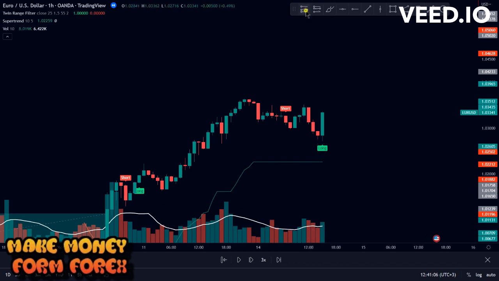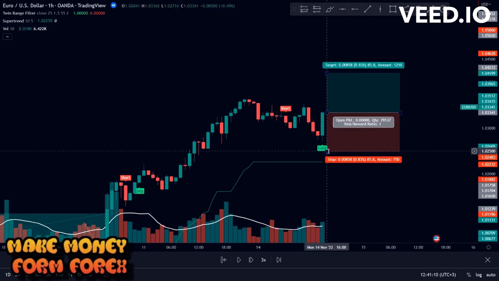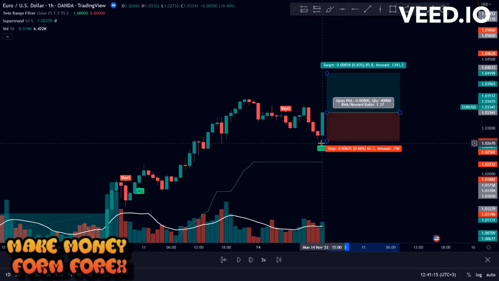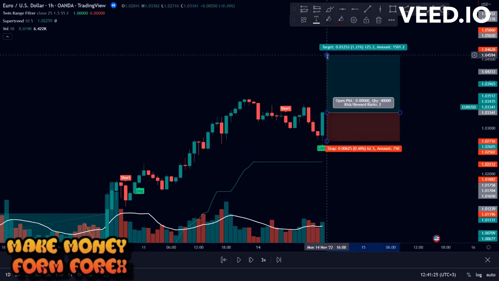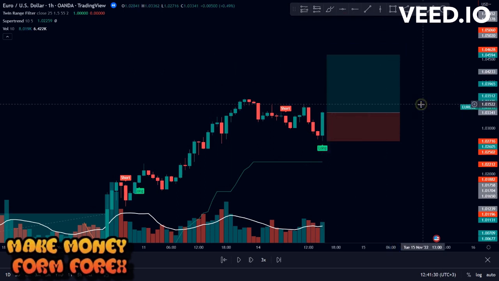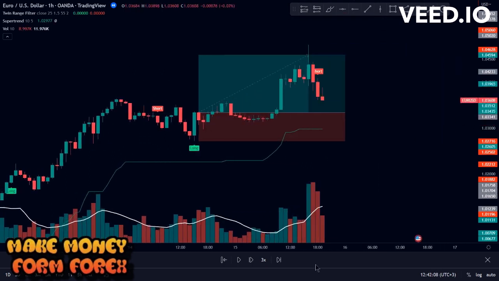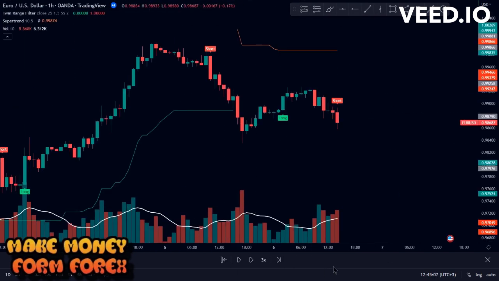We enter a long trade here, set our stop loss below the most recent swing low, which is this one right here. And for the take profit, we're gonna set it at 2 times the risk. We let this trade run and full TP. We're gonna do the exact opposite when entering short trades.